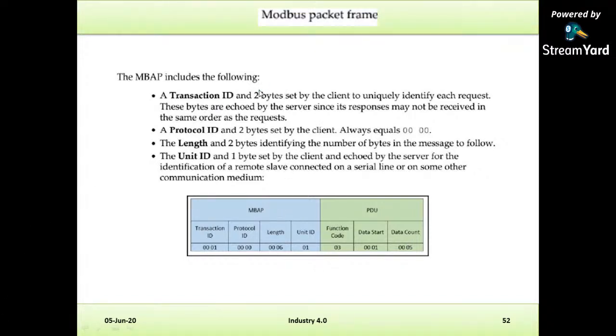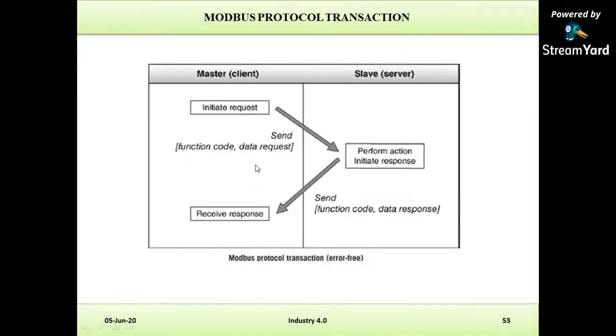The transaction ID consists of 2 bytes, the protocol ID will be in 2 bytes, then the length of the data will be in 2 bytes each in the blocks, then the unit ID will be in 1 byte, like that way. And another one is, how will the Modbus protocol transaction be happening?